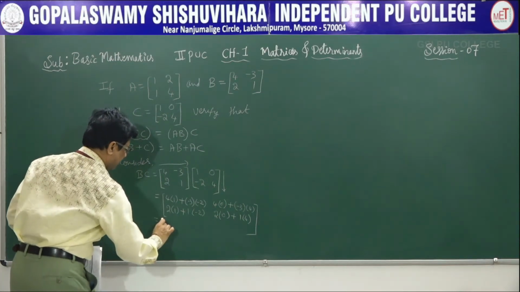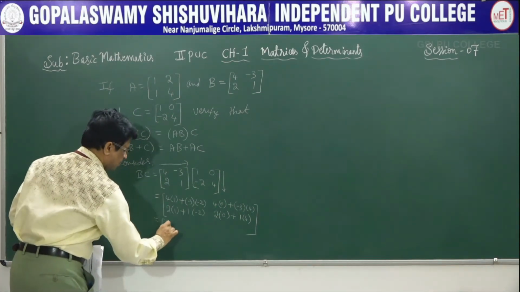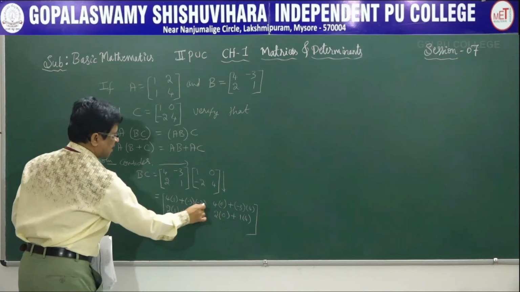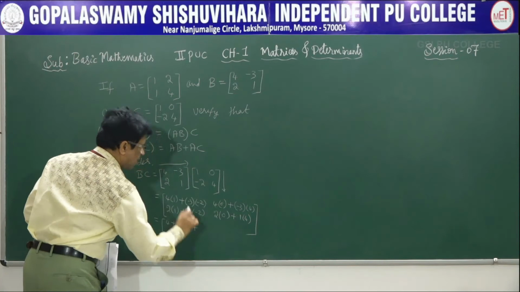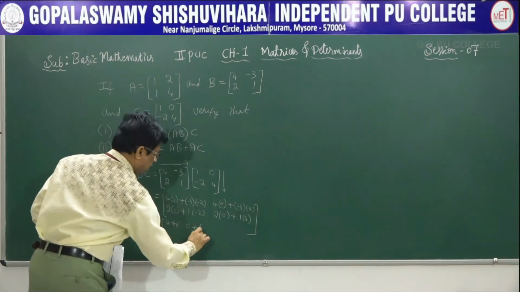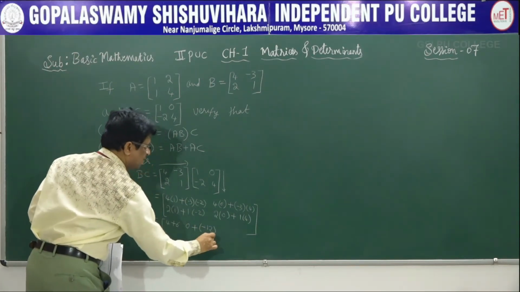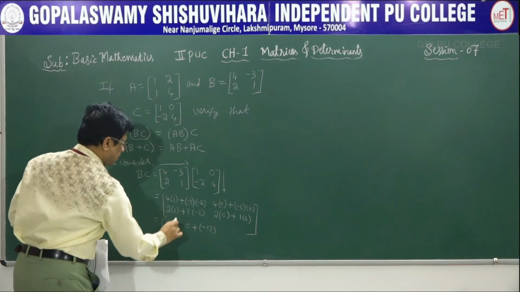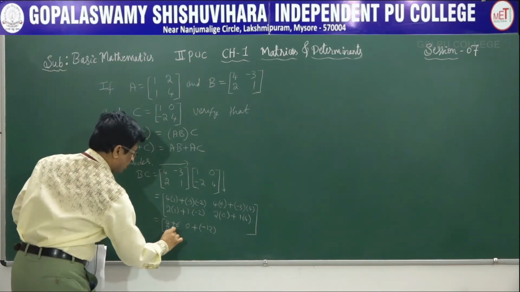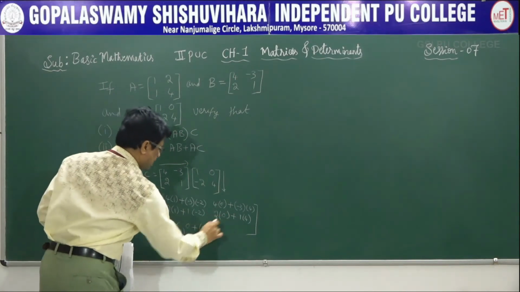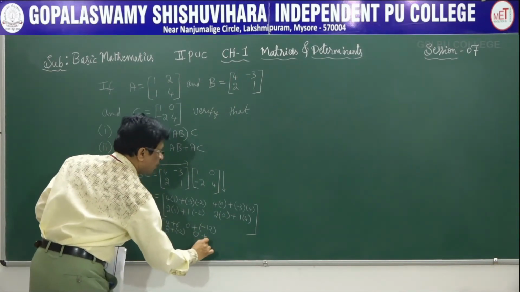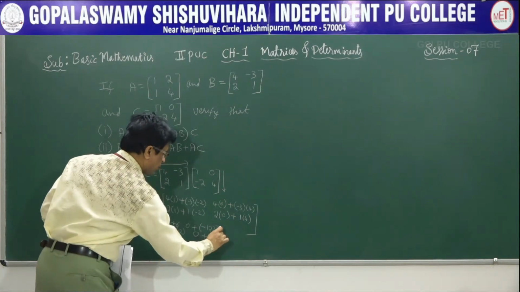So that will be equal to 4 plus minus 3 into minus 2, 6. 4 into 0, 0 plus minus 3 into 4, minus 12. 2 into 1, 2 plus 1 into minus 2, minus 2. 2 into 0, 0 plus 1 into 4, 4.